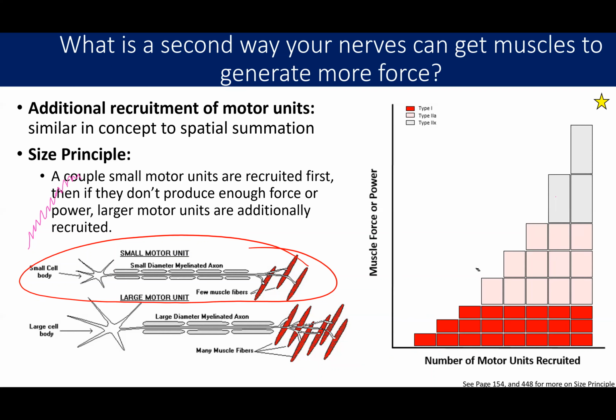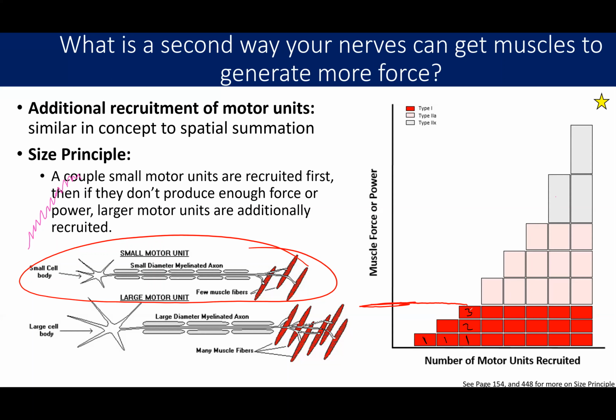Now, what if I want to generate this much force? Now I have to use, let me change my color, I have to use that first one. So this is the first motor unit, same motor unit all the way across. So I'm using that first motor unit still. Now I have to add on a second one and a third one to get that much force. I'm using the small ones still.